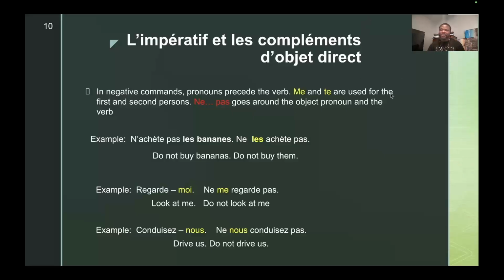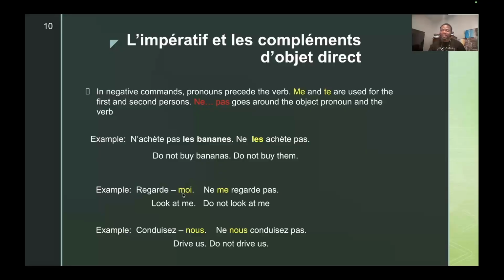So, me and te are used for the first and second person. Now, ne and pas go around the object pronoun and the verb. So the verb and the pronoun will be in the middle, and ne and pas will go around. For instance, n'achète pas les bananes. Do not buy bananas. Ne les achète pas. So you have ne and pas, which go around the pronoun and then the verb. Do not buy them. Ne les achète pas.